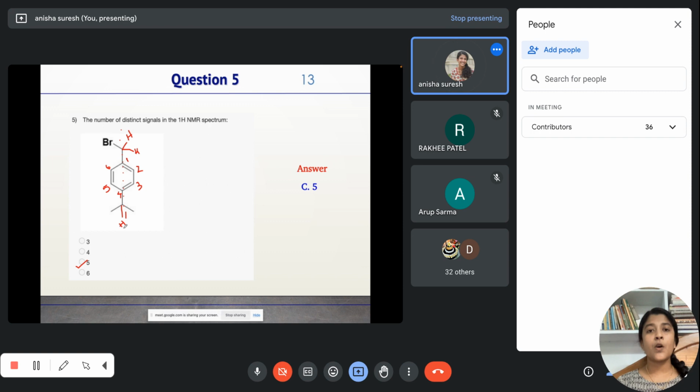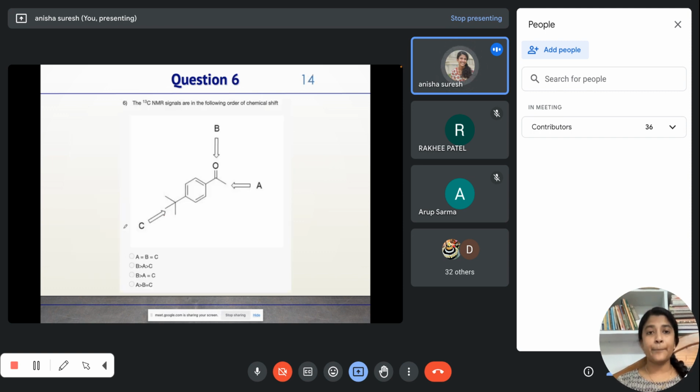So coming to question number 6, the 13C NMR signals are in the following order of chemical shift. They have labeled three carbons, this carbon as A, this carbon as B, and this carbon as C. So we have to find the order of chemical shift of these three different carbons. What will be the correct order of chemical shift?